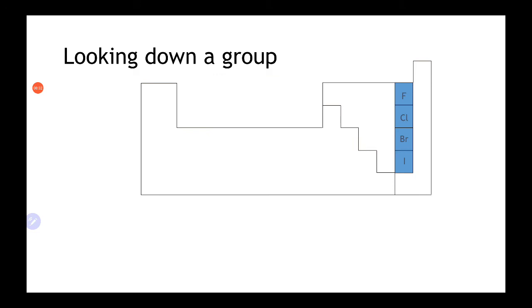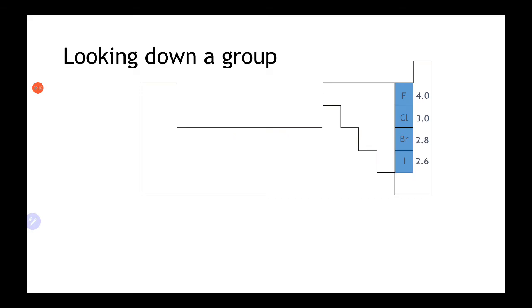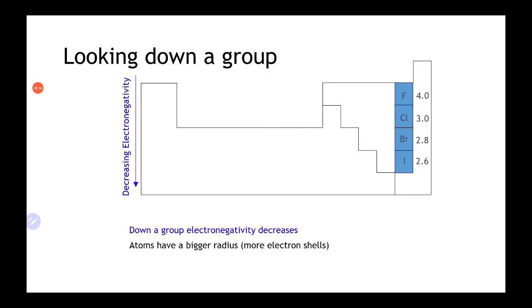So, going down a group this time, you could maybe guess what this is going to be. If we look at group 7, so fluorine, chlorine, bromine, iodine, again looking at the data book, you can get your values straight away: 4, 3, 2.8, 2.6. So going down the group, the electronegativity decreases. The same thing is happening all the time.